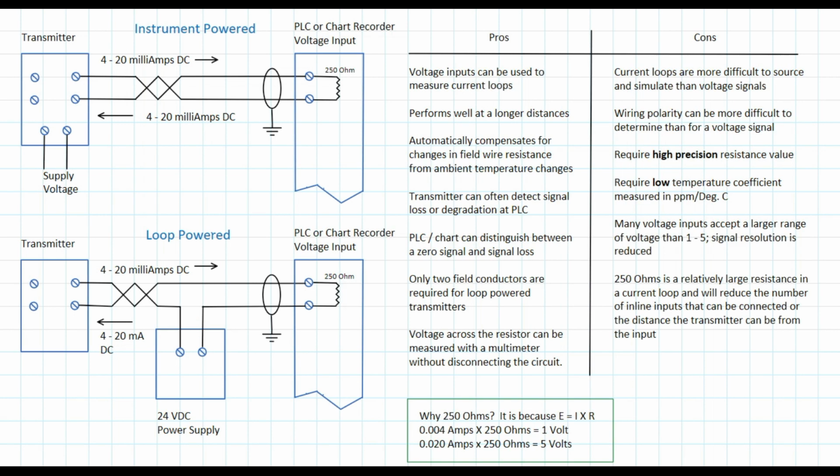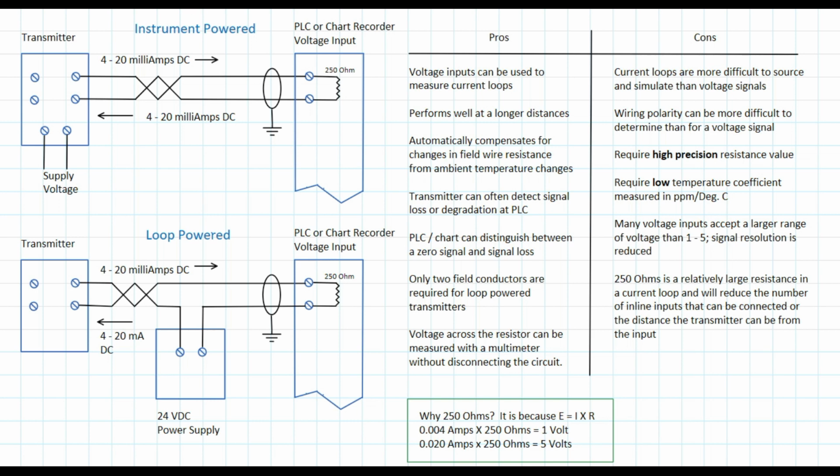It is possible to measure a current loop on an input that is designed for voltage. This is typically accomplished by adding a 250 ohm resistor across the input terminals on the PLC input card or, for example, on a chart recorder. Understanding this technique can be a huge benefit when you have a dual input card that can receive both current and voltage signals on the same channel. If the current channel is damaged, you might be able to convert it to a voltage.